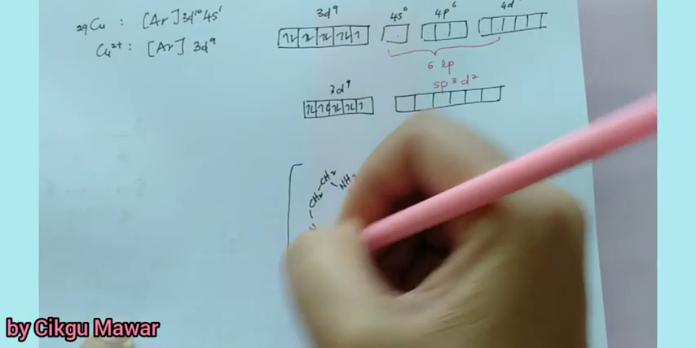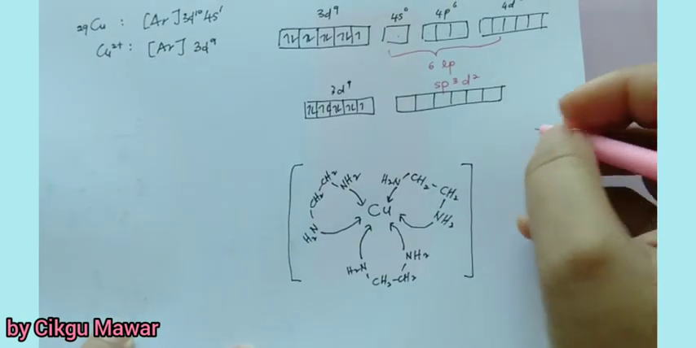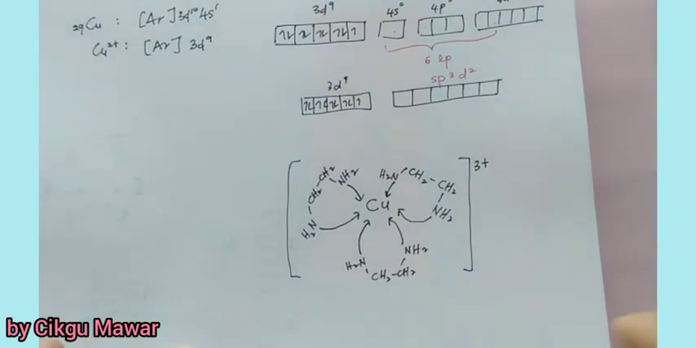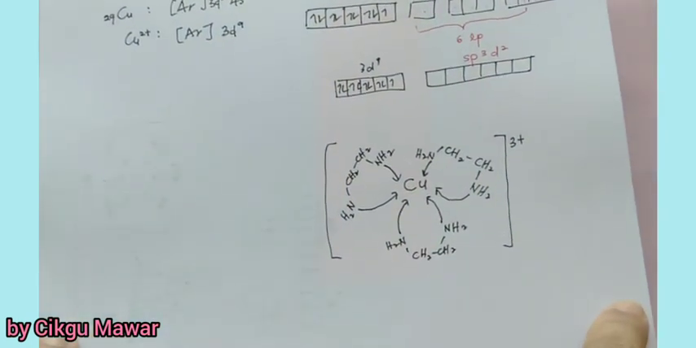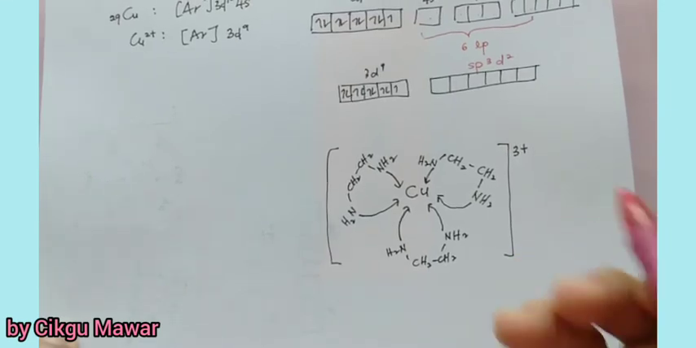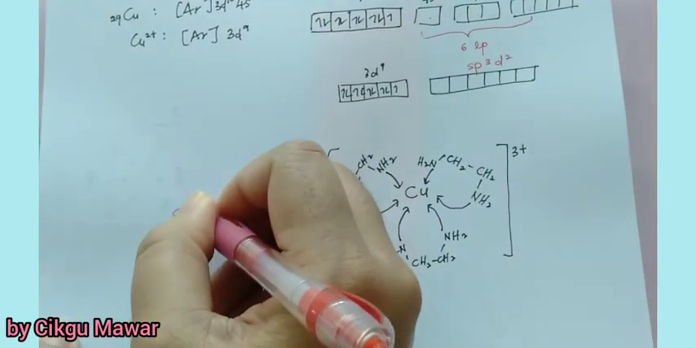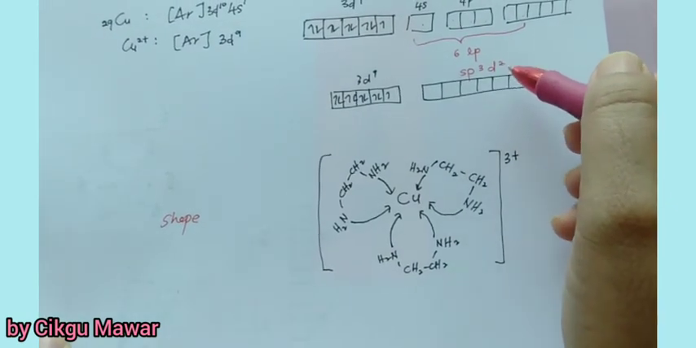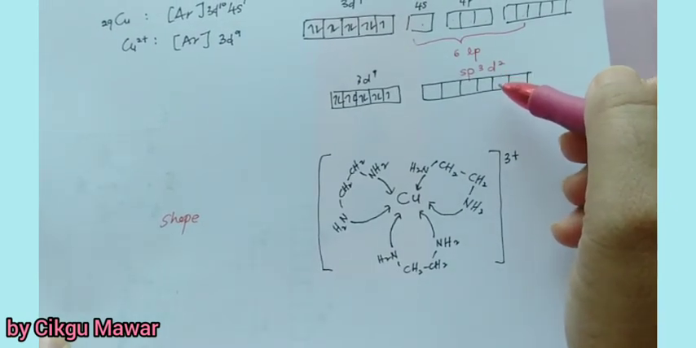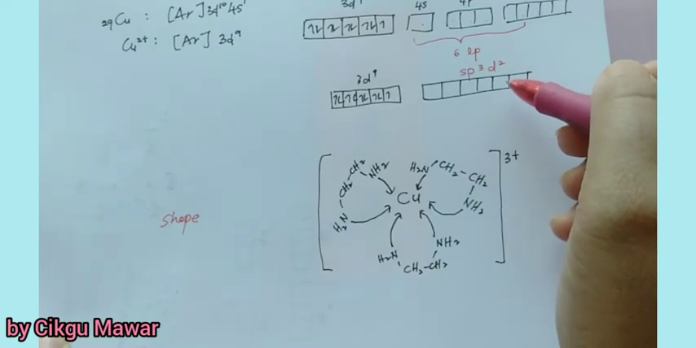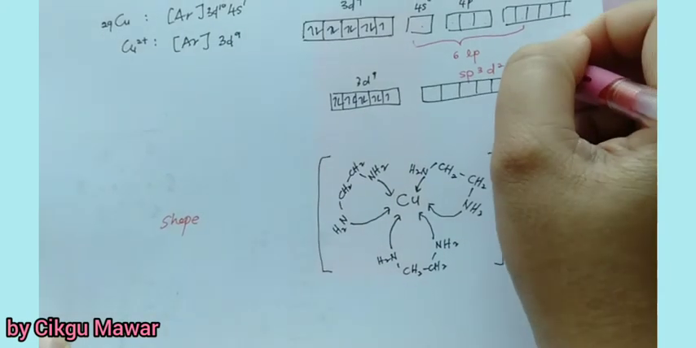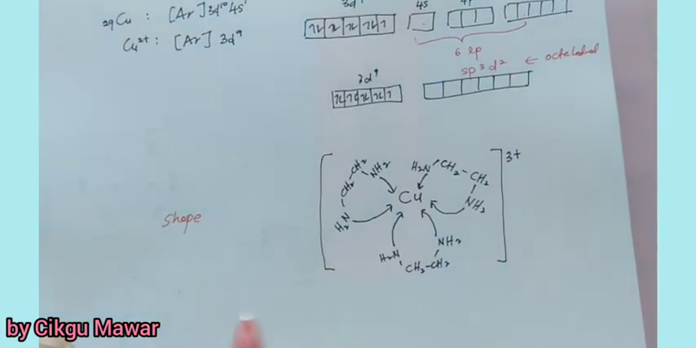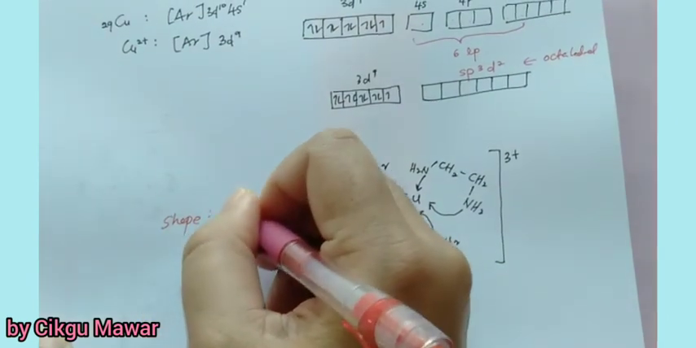Now just put the bracket as a complex and put the charge. So we have done drawing the structure. So let's put the shape. Refer to our chem book. So sp3d2, we call it an octahedral shape. So this is an octahedral shape.